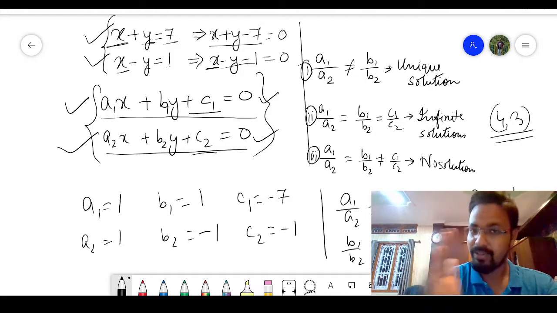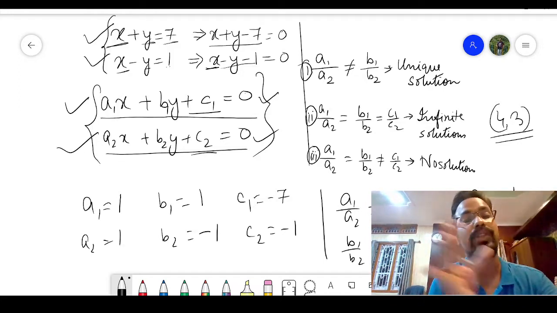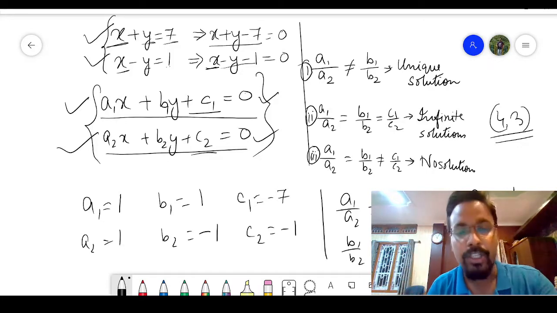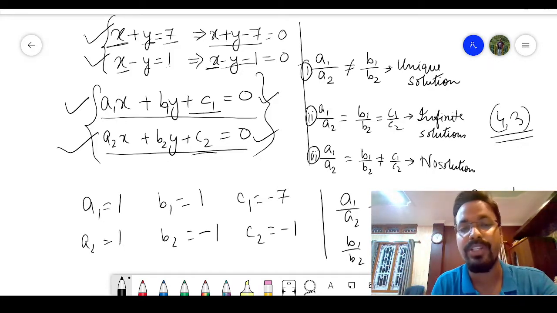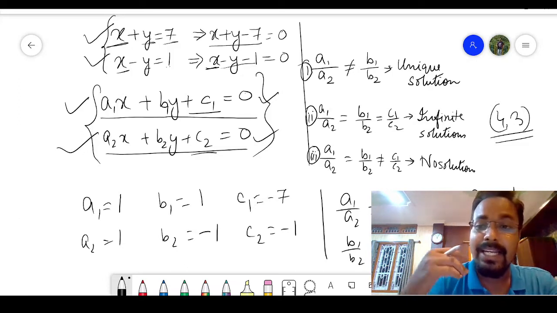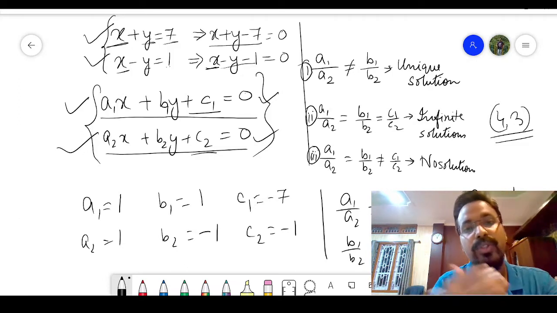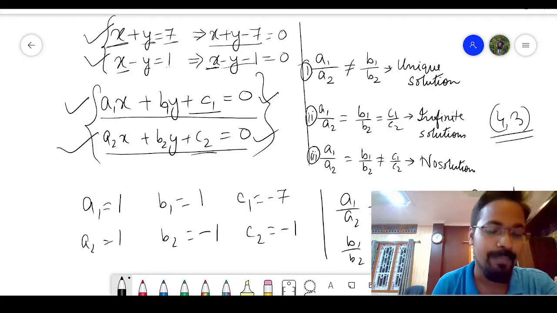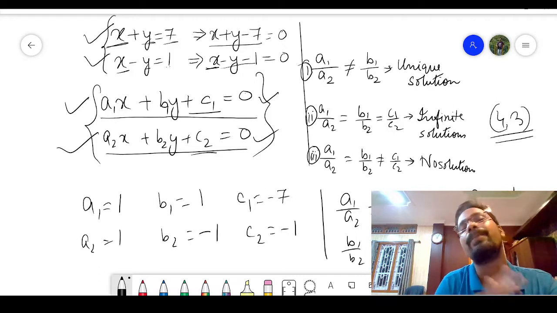So it has been proven. We have solved it first and now it also matches with the condition. That means we were correct, and here also the condition is matching. So this is an example of an equation which has unique solution, one pair of solution. Now if you have a1 by a2, b1 by b2, c1 by c2, all matching, infinite solutions, and so on. Equation number 3. Now how do we represent them?